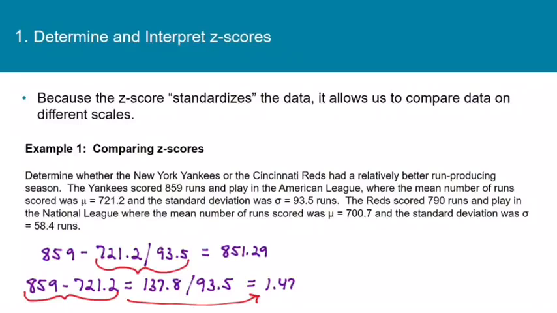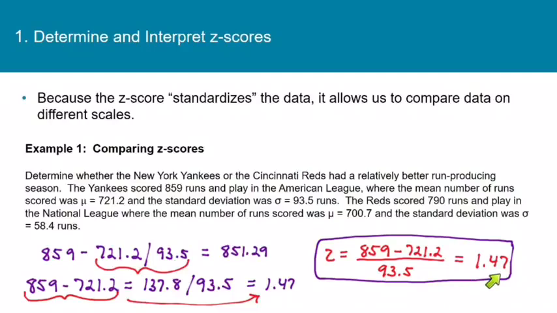So how should you show your work? Well, I want you to do it the way I did it on the last slide, so it should look something like this. z equals x minus mu all over sigma, and then you can just give the z-score rounded to 2 decimal places. And this is how you show your work when you calculate a z-score.